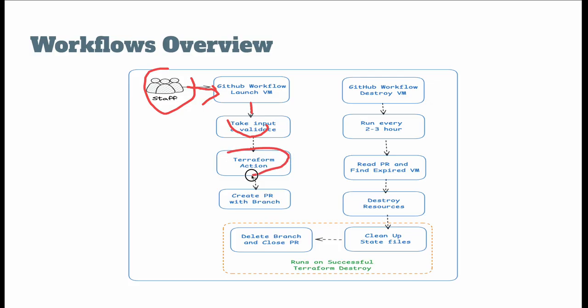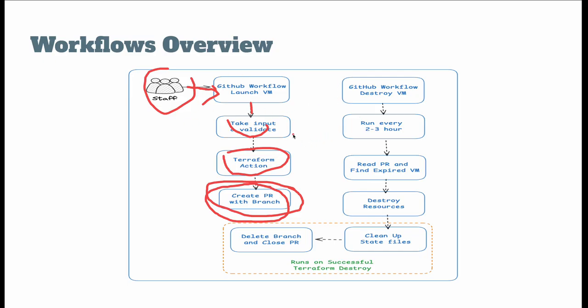Then the Terraform action will run, and it will create the resources. After that it will create a PR branch to track that a staff member has created a VM. We need to track that as well, so we have created a PR with a branch. This is the flow of the create action.